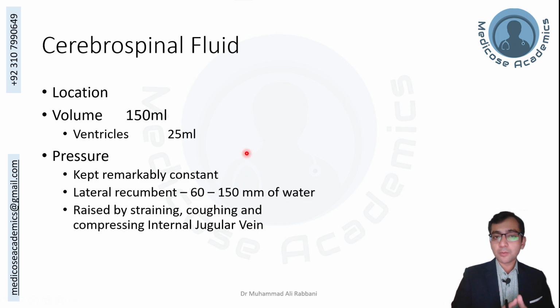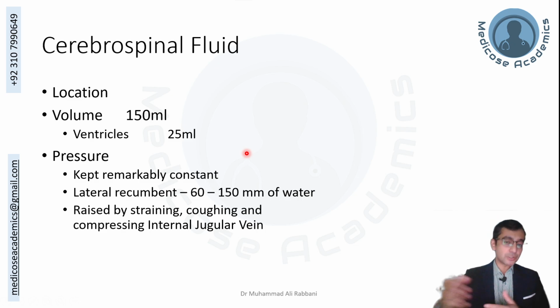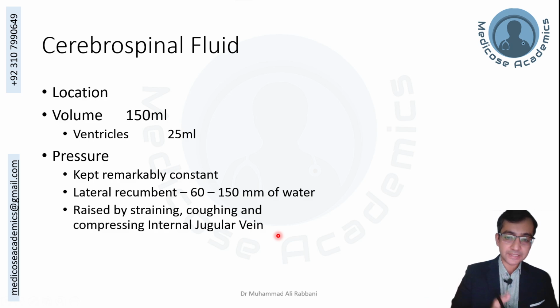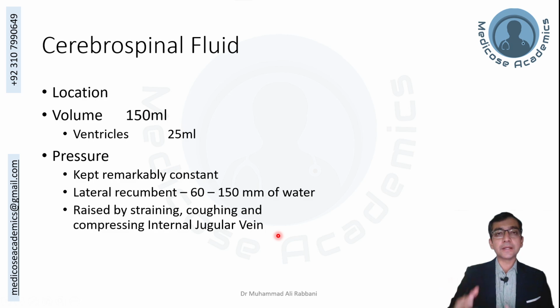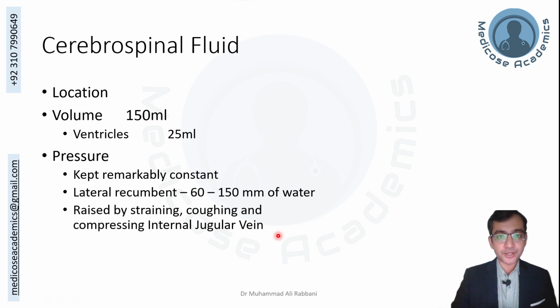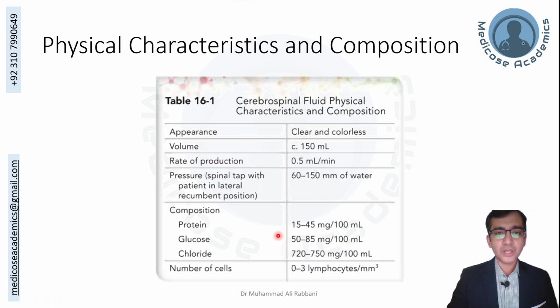Its pressure is remarkably kept constant within about 60 to 150 millimeters of water, and this pressure is measured when a person is lying in the lateral recumbent position, like lying on one side. It is raised when the intra-abdominal pressure is raised by straining or coughing, or when the jugular pressure is raised by blocking it. So this is a picture from Snell's Neuroanatomy.